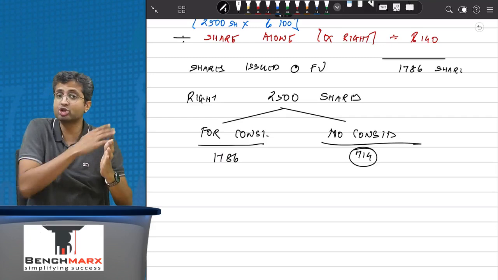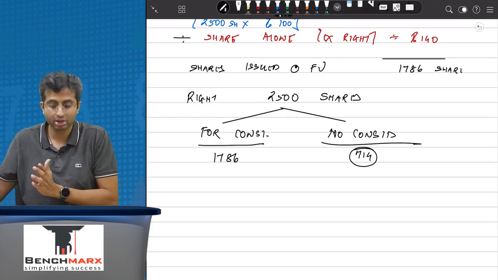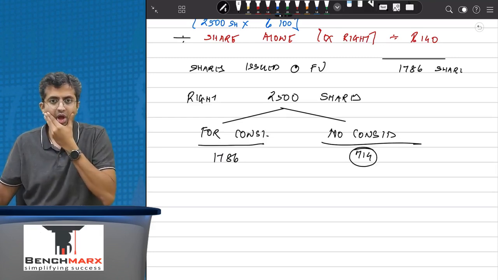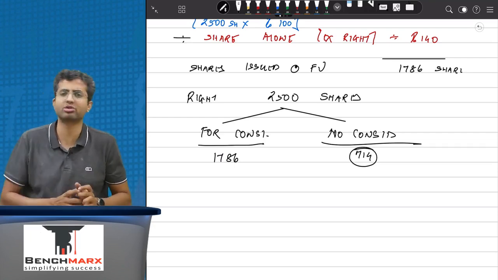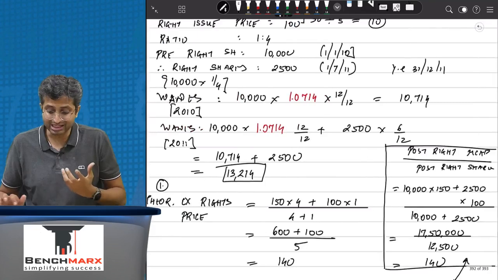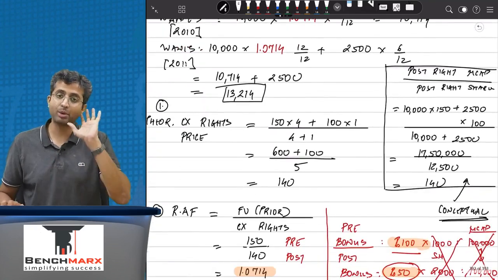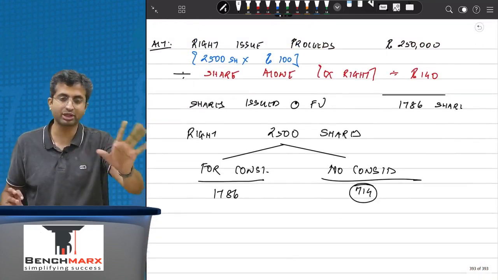So 1786 you will include from the date when they are actually issued, but the bonus 714 has to be adjusted retrospectively, and that is exactly what we are doing. If you still don't understand, let it go. Do not invest too much time.